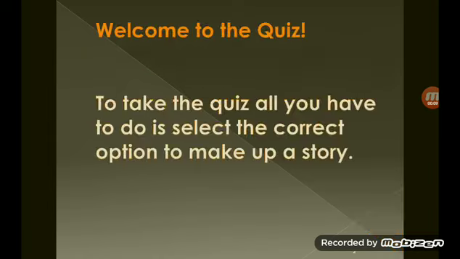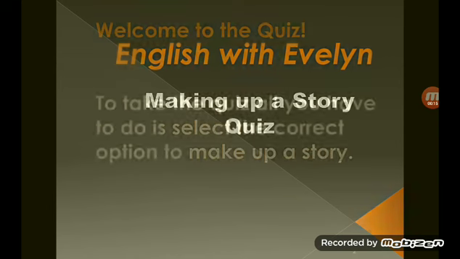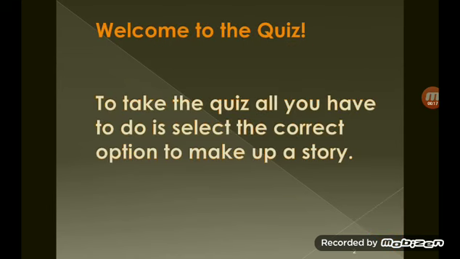So what is involved in this making up a story? There are a few sentences given in jumbled order. You have to put them in the right order. Okay, and there are options with the possible sequences. So you have to choose the correct option that will make a logically correct story.